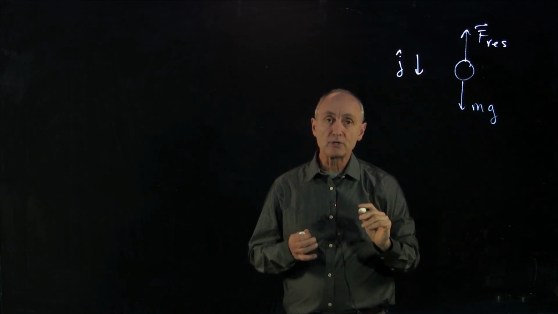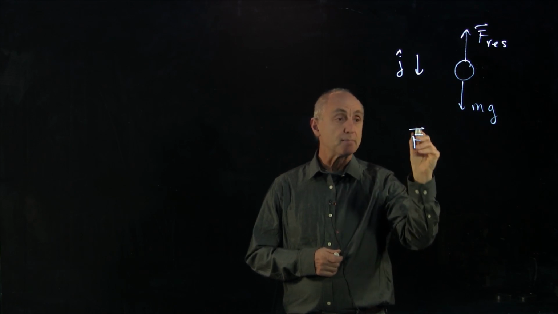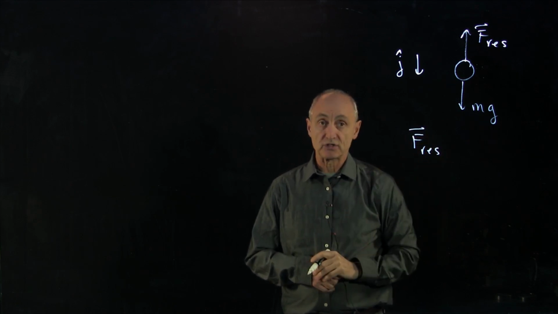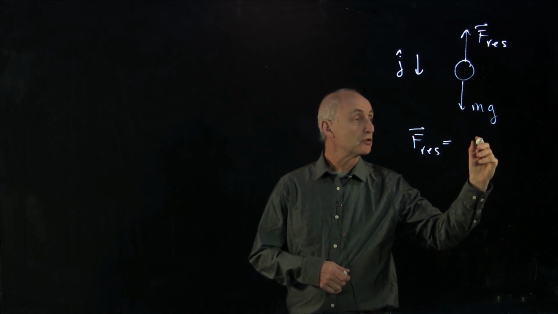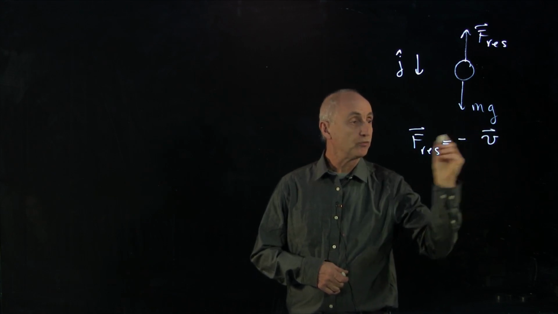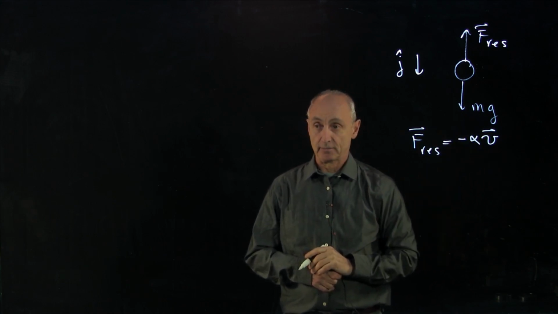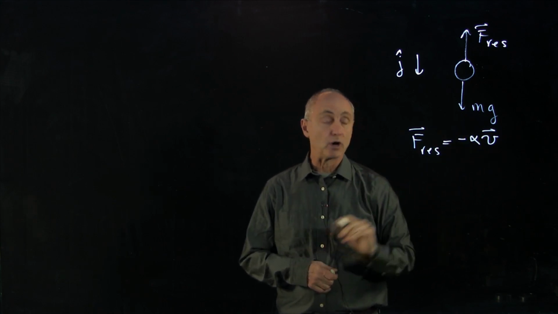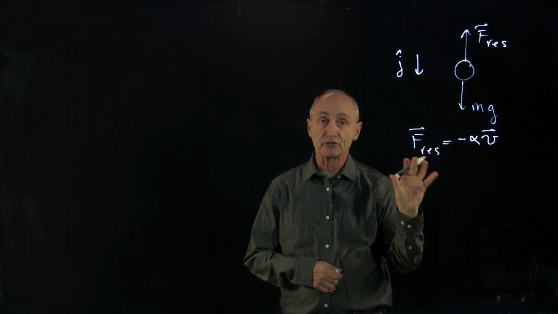And now, for objects that are moving very slowly in a fluid, let's make a model for our velocity-dependent resistive force. We'll assume that the resistive force is proportional to the velocity, it's opposing the direction of motion, and we'll put a coefficient alpha in front. And this is our model for velocity-dependent resistive forces for objects that are moving very slowly.